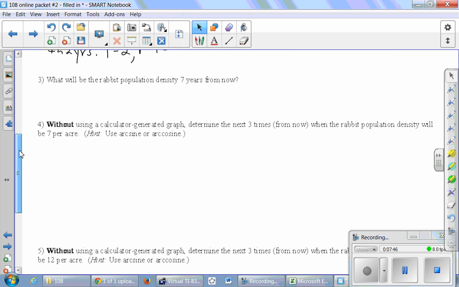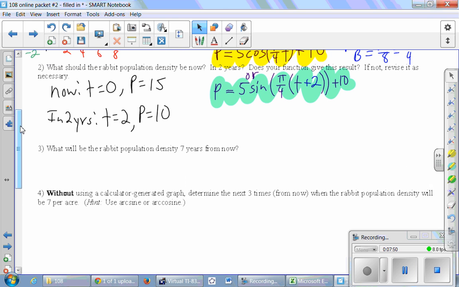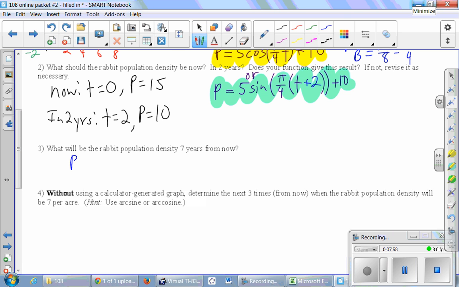Okay, number 3, what will the rabbit population density 7 years from now be? Okay, so now it's not some nice number like 10 or 15, so we have to do a little bit of work here. So this problem is really asking you to find p of 7, so I'll use the blue function, 5 sine of pi over 4 times 7 plus 2, plus 10.